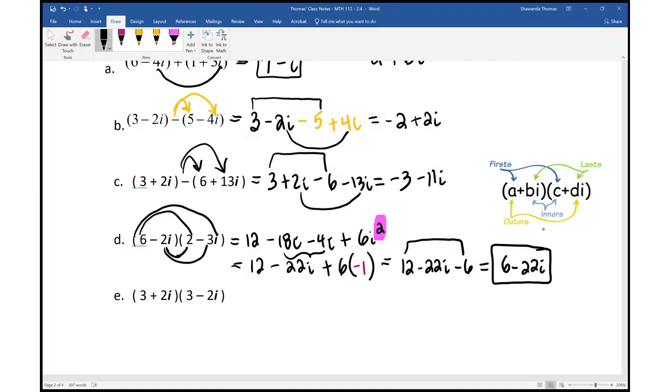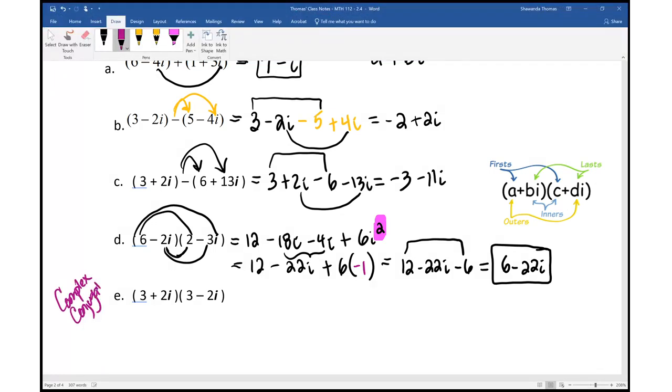Now, let's go to E. 3 plus 2i and 3 minus 2i. Notice it's really the same thing except the signs in the middle. These are called complex conjugates. So something special is going to happen when you multiply complex conjugates together, meaning that sign in the middle is different, but everything else is the same. So let's look at it. 3 times 3 is 9. 3 times negative 2i is negative 6i. 2i times 3 is a positive 6i.